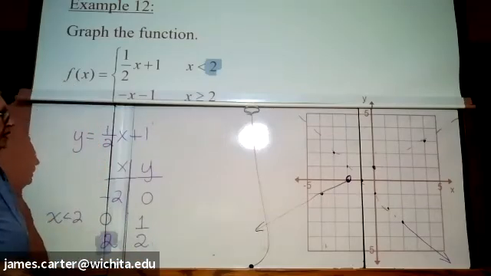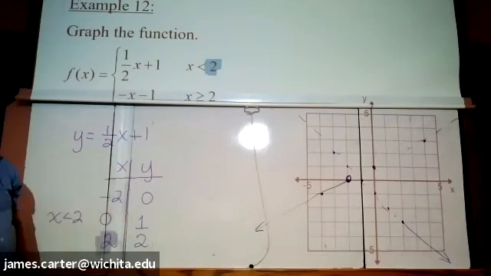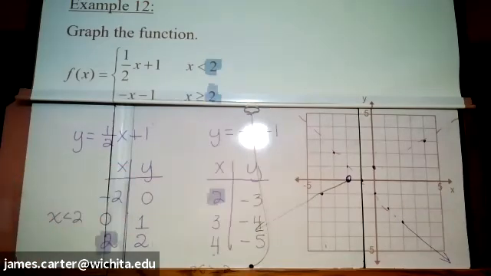They did an XY table to do it. I graphed it by the slope intercept form, which is generally faster.